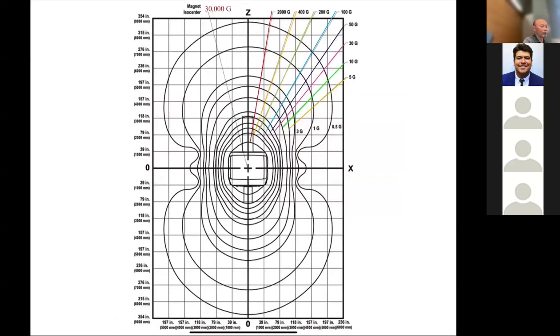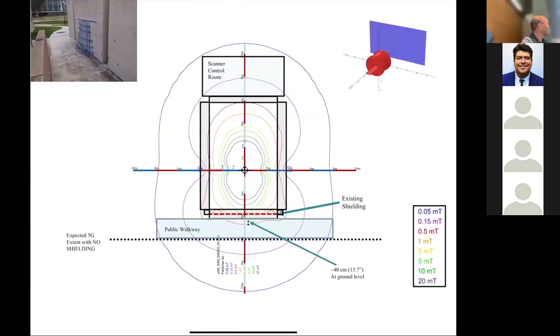All right. But even so, whenever we install a new magnet, we need to understand what the fringe fields look like. So here we're showing that the fields are really strong here at the center of the magnet. Whoops.